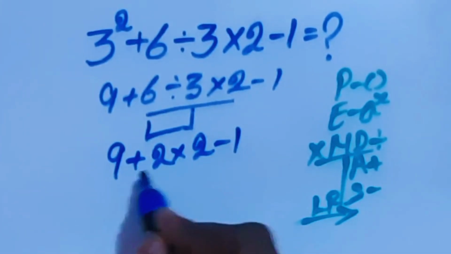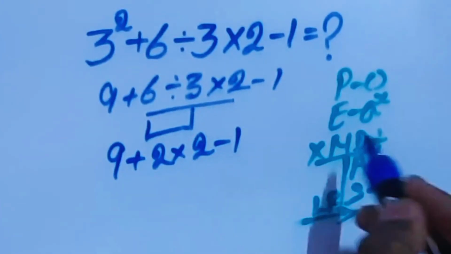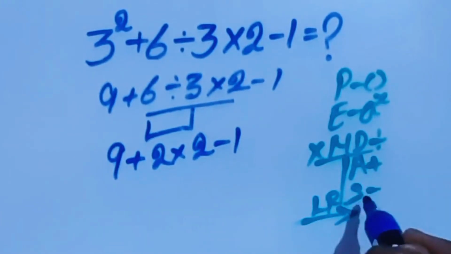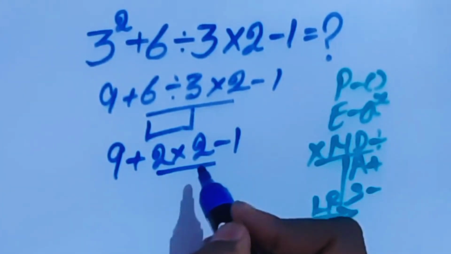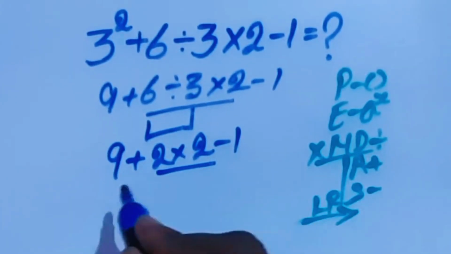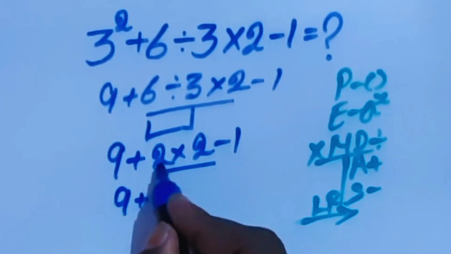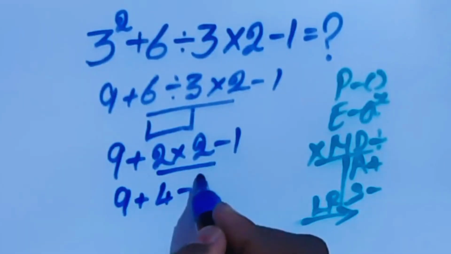Here we have addition, multiplication and subtraction. Here multiplication is higher priority than this addition and subtraction. So we have to do this multiplication before this addition and subtraction. So 9 plus 2 times 2 is 4, minus 1.